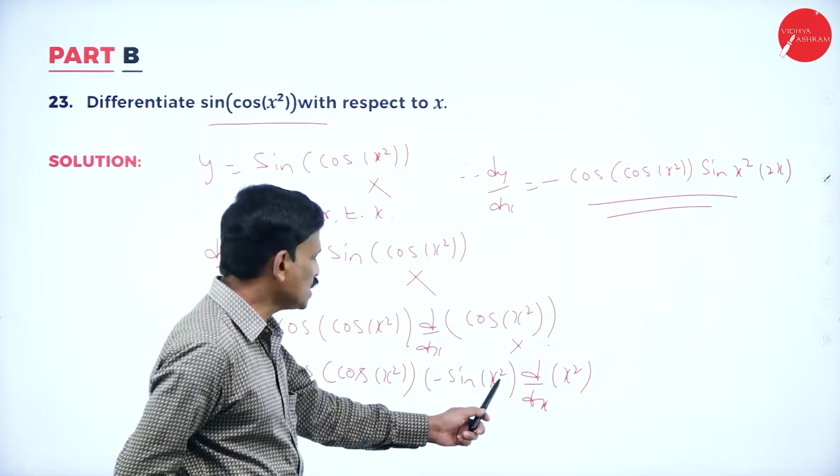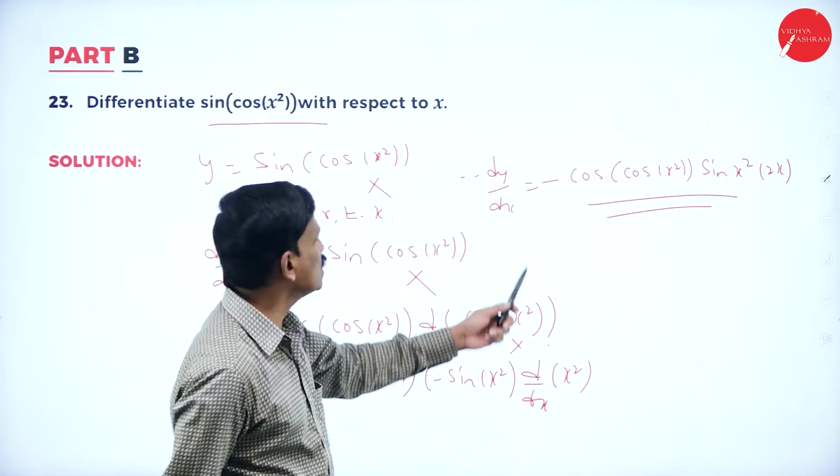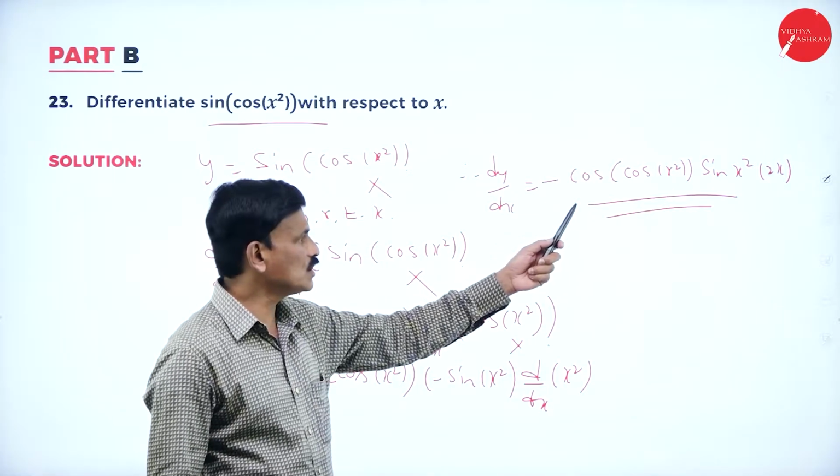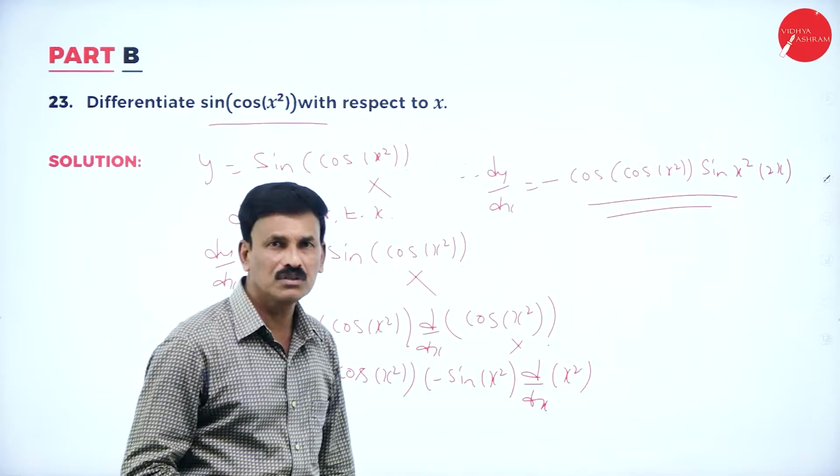What is x we have considered? x square, into d by dx of x square is 2x. So the required answer is minus cos of cos x square into sin x square into 2x. Hope you followed. Okay.